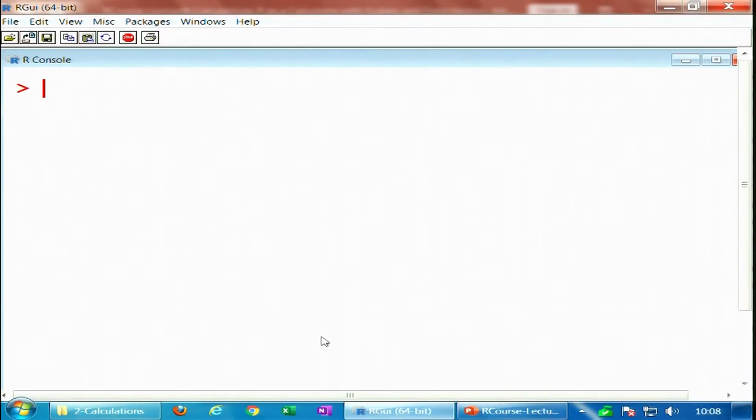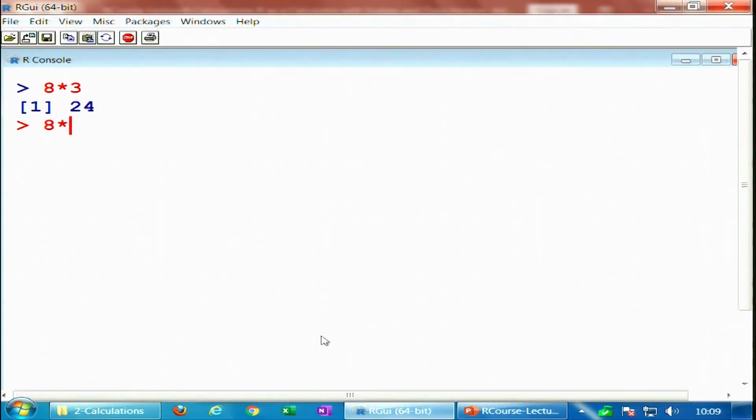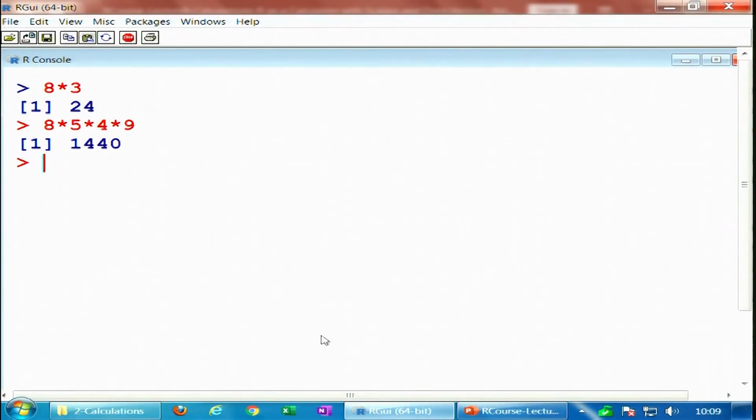Similarly, if I look at the multiplication part, this will be 8 into say 3, 8 3s are 24, like this. And similarly, if you say 8 into 5 into 4 into 9, this will give you the answer 1440. So, you can see there is not much difference in the mathematical operations of the R software in comparison to any calculator.